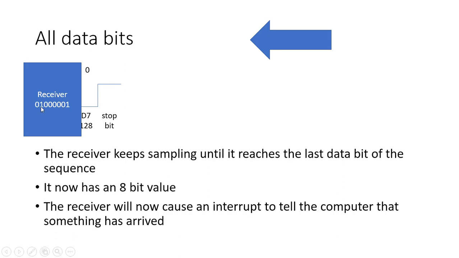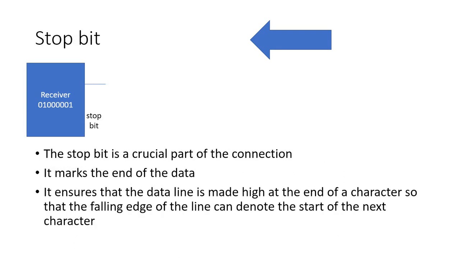That's the number of 64s, 32s, 16s, 8s, 4s, 2s and 1s, making my magical value of 65. This is how it works. The receiver now goes, I've got some data, and it will cause a thing called an interrupt that tells the processor, hey, come and look at me, I've got some data for you. And the processor will then go off and fetch that 8-bit value and then do something with it. And that depends on what your program wants to do with it. So that's how it works.